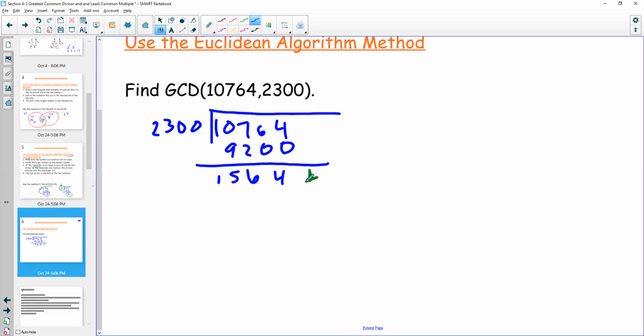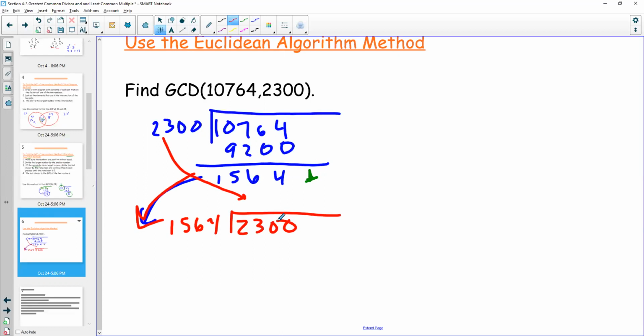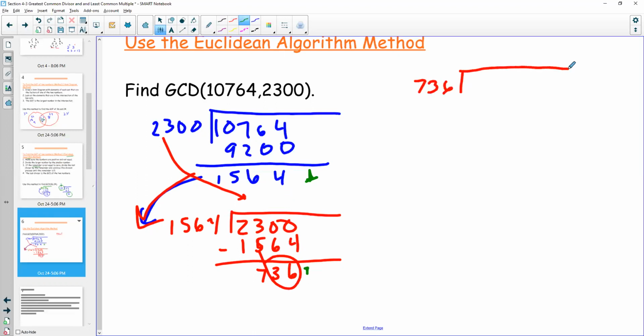Here's the thing. This is not a 0, right? So I divide again. I'm going to take this number and move it to the outside and this number to the inside. So 1,564 into 2,300. That's going to be once, doesn't really matter, and I'm going to subtract. I'm going to get something left over. I'm going to get 736. And again, not a 0 yet, right? So I'm going to pull 736 to the outside and 1,564 to the inside.